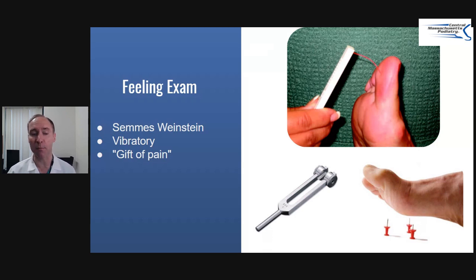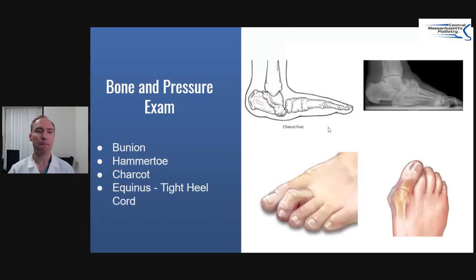We also look at the vibration and other types of things when evaluating. This is evaluating for neuropathy. There are certain types of neuropathy that are painful, others that are non-painful. So really, to prevent a foot wound, you have to certainly know if you have any neuropathy. And then if you have neuropathy, you have to be extra careful because that's the easiest way that these ulcers happen, because of the lack of sensation. Another thing you have to look at is the bone and pressure exam.